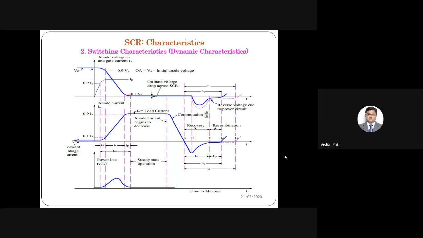Such as this relation: if you don't show that 0.9 VA is associated with 0.1 IA, there is no meaning actually to draw this characteristic. Anybody can draw anything, but you should correlate it with everything which you are doing. Okay, that is important. So draw it carefully.